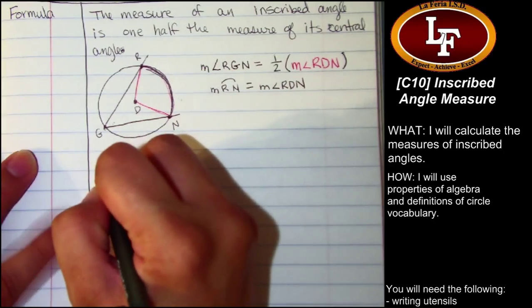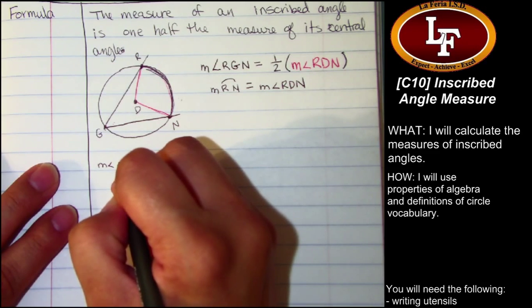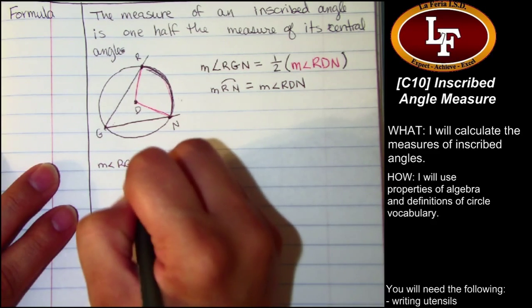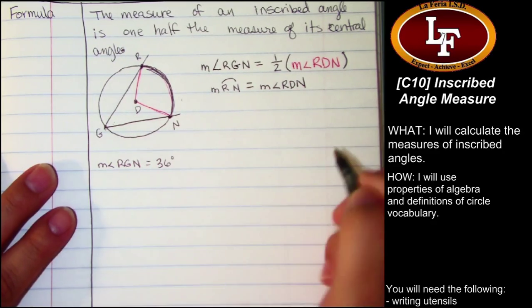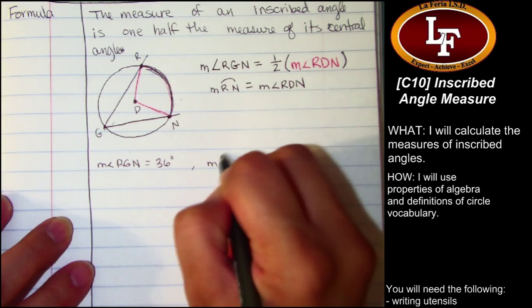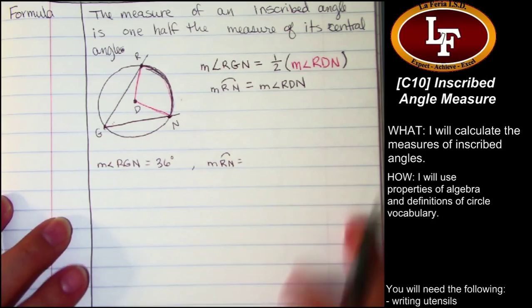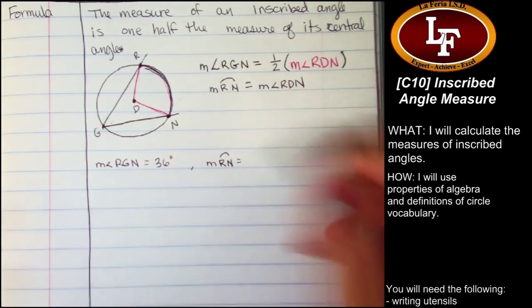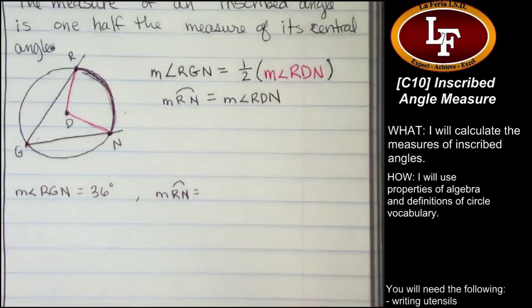So let's do a quick example so that we can see this in action with numbers. Let's assume that the measure of angle RGN is 36 degrees. And I'd like to know, what is the measure of the arc RN? All right, I'm going to zoom in a little tighter on this example so that it's a little easier for you to see. There you go.